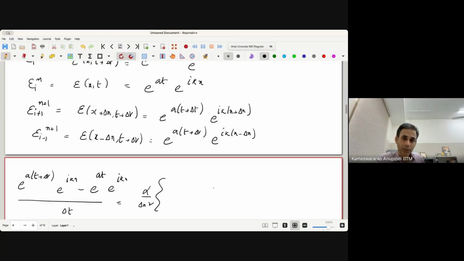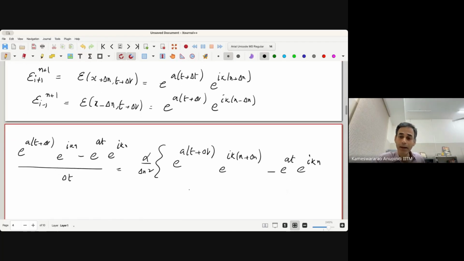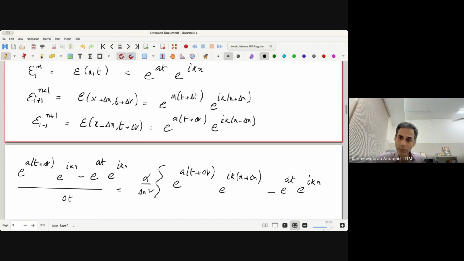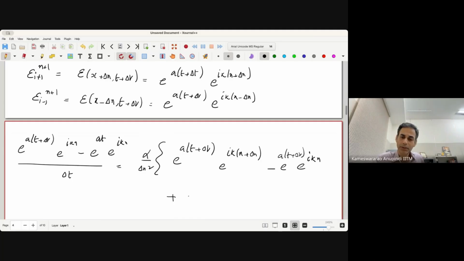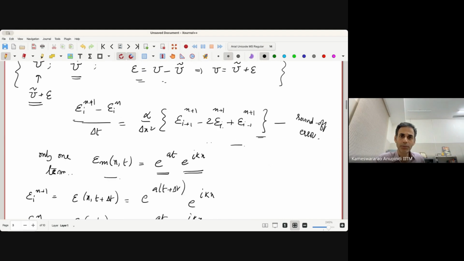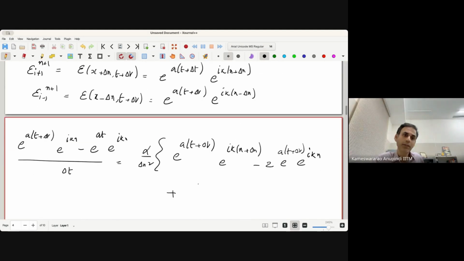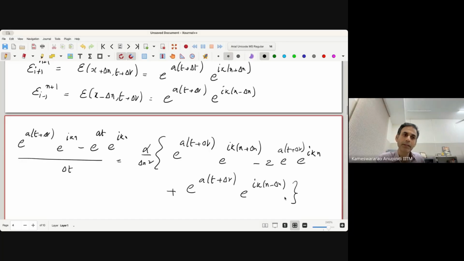Epsilon i plus 1, n plus 1 is going to be e to the power a(t plus delta t) e to the power ik(x plus delta x) minus e to the power at e to the power ikx. That is for epsilon i, n plus 1. So we're going to have a(t plus delta t). And then we have plus epsilon, oh, there is a 2 here, right? This is minus 2 epsilon i. And then we have plus epsilon i minus 1, n plus 1, that's going to be e to the power a(t plus delta t) e to the power ik(x minus delta x).